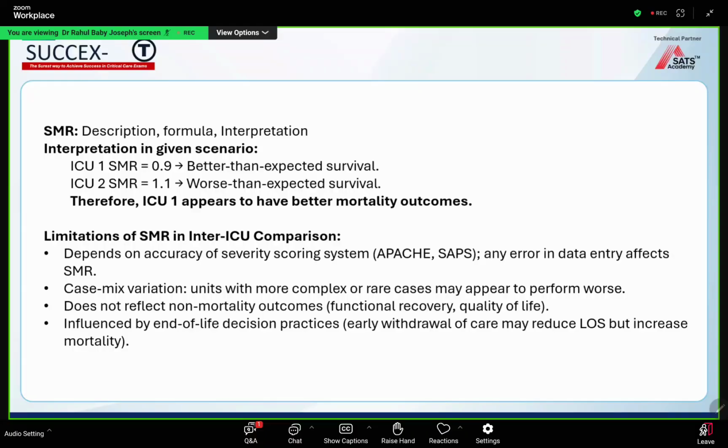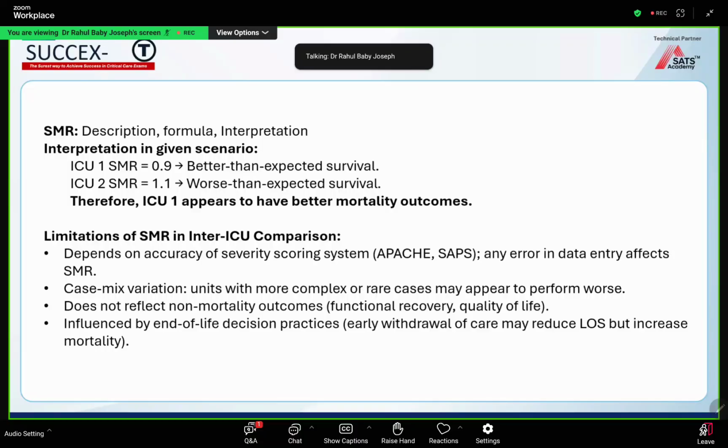In this scenario, for ICU1, the SMR is 0.9, which means that it is less than 1. So it is better than expected survival. The second ICU is 1.1, which is worse than expected survival. So ICU1 appears to have a better mortality outcome in this scenario. But the limitations of SMR, as we already discussed, depend on the accuracy of the severity scoring system.